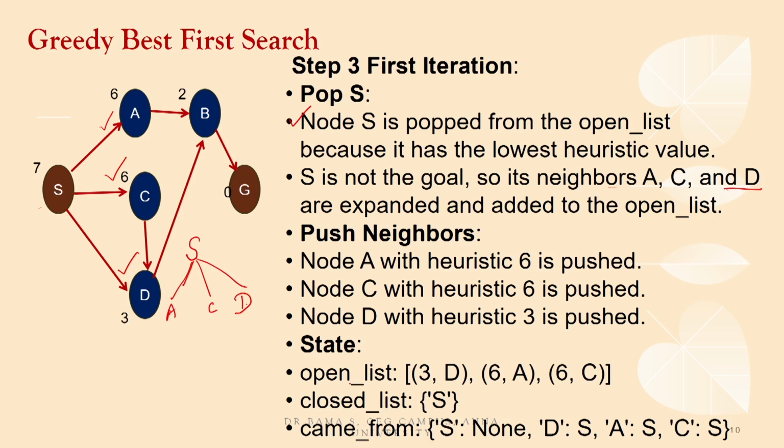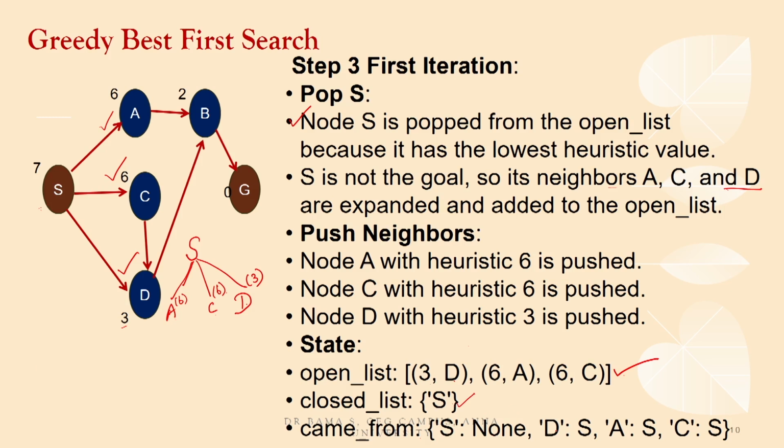So, if you see, the open list will become like this: D has a value of 3, A has a value of 6 and C is again 6. After this step we will have these values in the open list and closed list. We have visited S, so the name of the node from open has come to the closed list with S. came_from is the dictionary where we are maintaining the parents. Initially we have S with None.